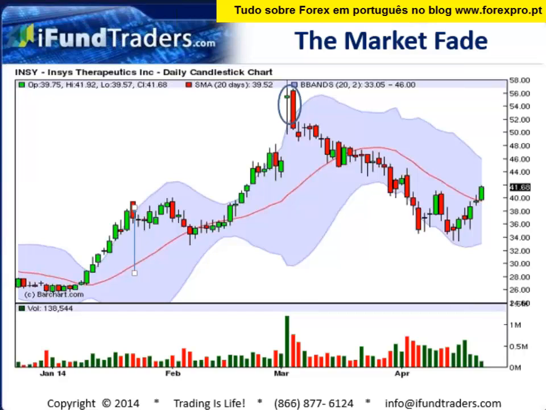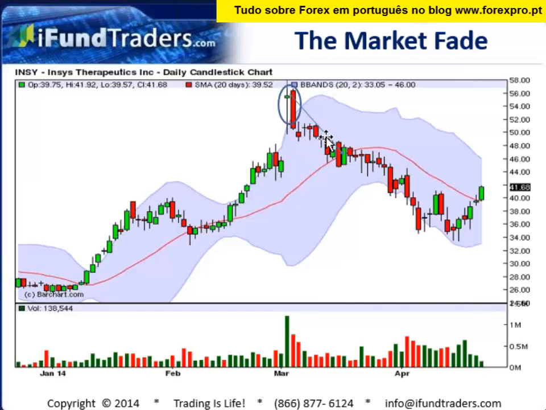Look at the separation and look at how it corrects the separation. Look at the separation on the opposite end and look at how it corrects the separation. It has the ability to get far away from the 20-period moving average. It just doesn't have the ability to stay far away from the 20-period moving average.